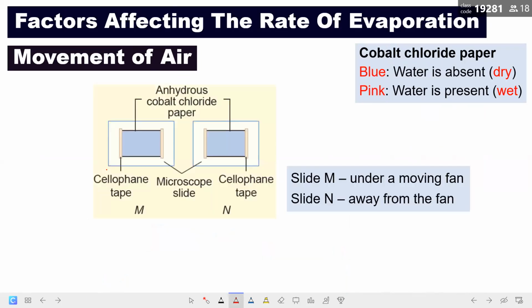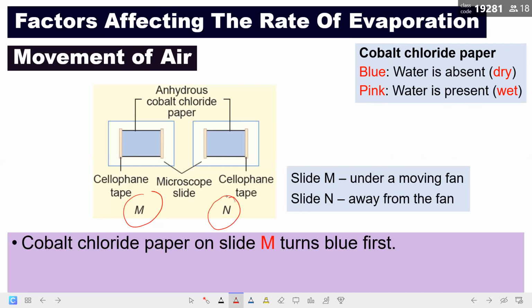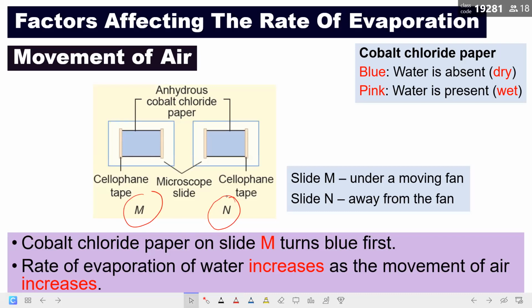This experiment also very simple. Teacher has a moving fan. Slide M has a moving fan, and slide N is away from the fan. Now, question. Which one will turn blue first? Again, it will be M because I have the moving fan. Because I have movement of wind, the rate of evaporation is faster. The one that is N without the movement of wind, the rate of evaporation is slower. Thank you for answering. So many of you are doing so well.